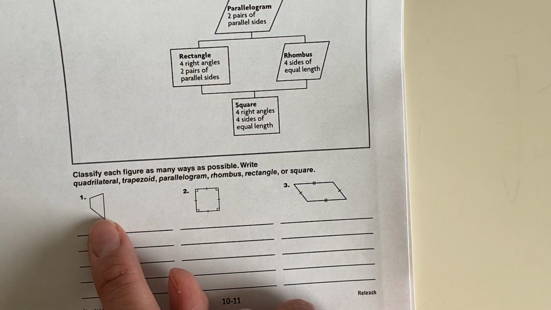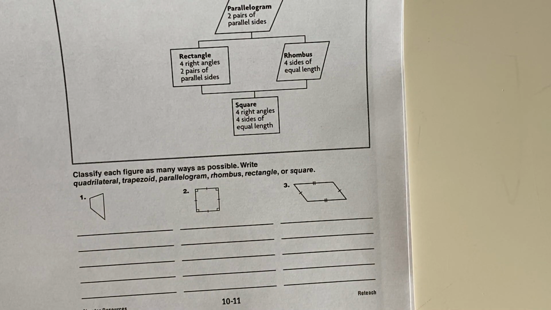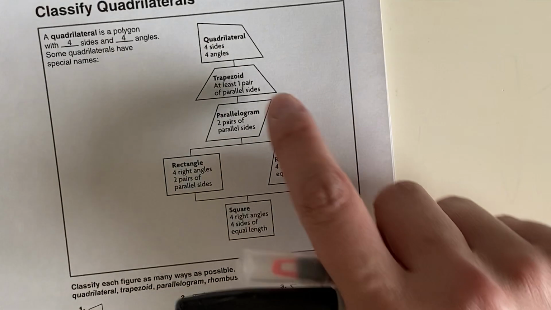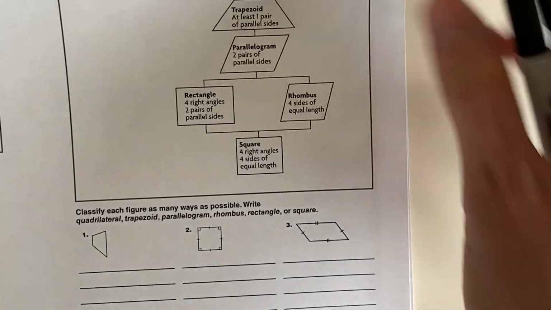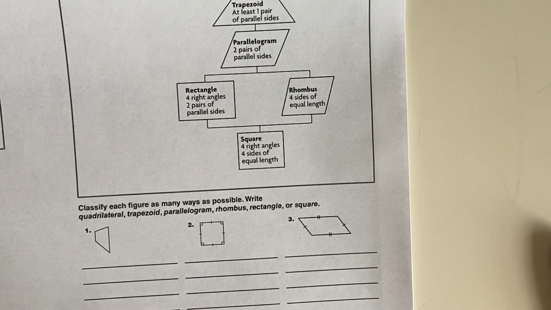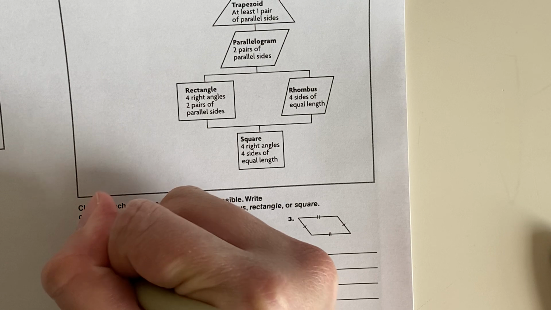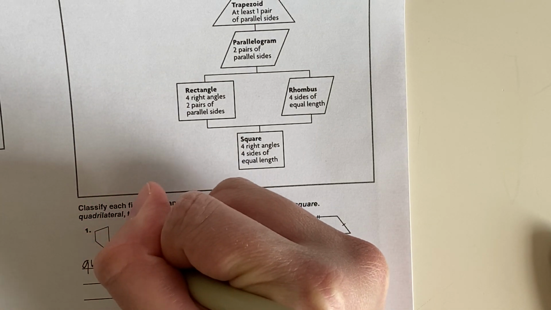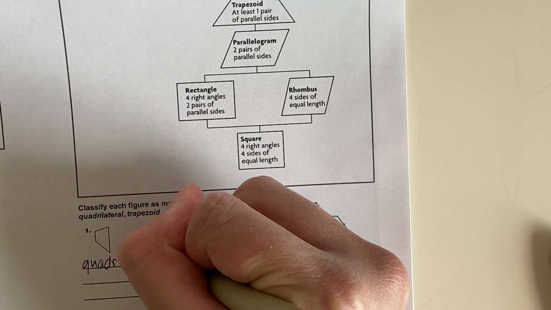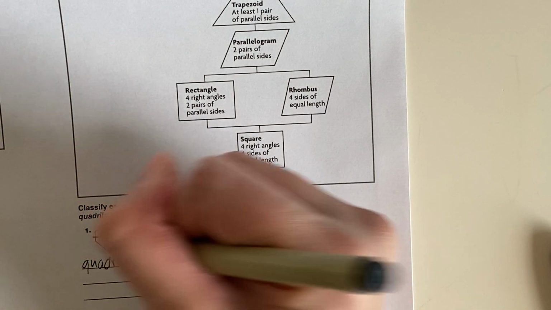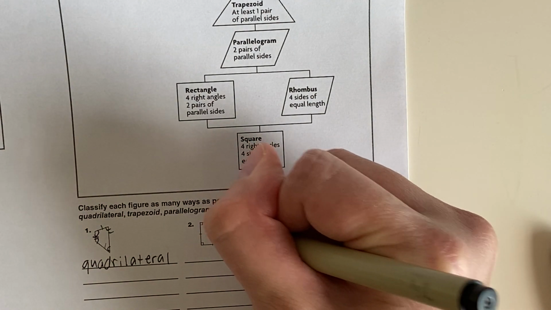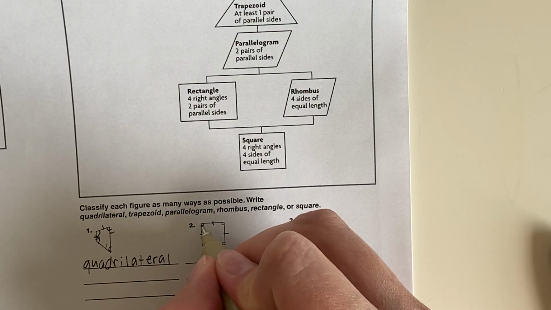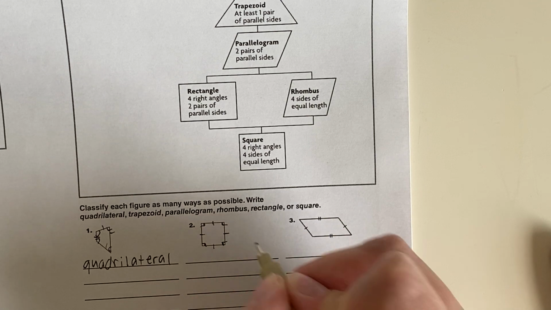First ask yourself, are all of these shapes 4-sided shapes? If they all have 4 sides and 4 angles, they're all going to be quadrilaterals. So that can be the first word that you write for each shape, because they all have quadrilateral. They have 1, 2, 3, 4 sides, and 1, 2, 3, 4 angles.